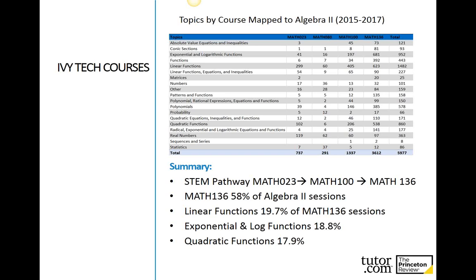So again, an area of interest is the Math 136 class. 58% of the sessions for Ivy Tech are from that course. And again, if you look at the three topics that are the most challenging for students, we have linear functions, exponential and log functions, and quadratic functions. So again, we're peeling back the onion and asking, well, what's going on in Math 136?